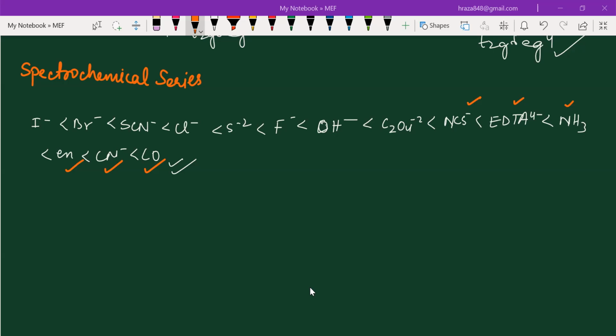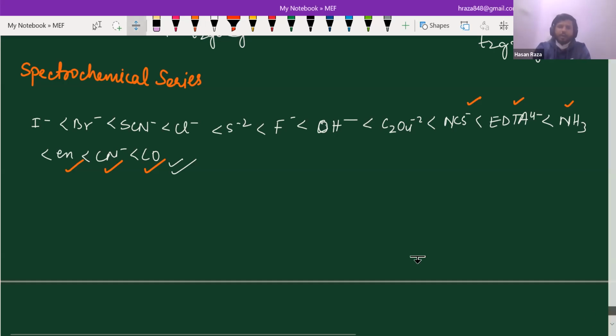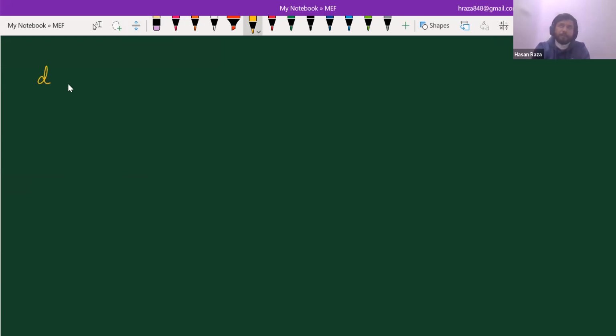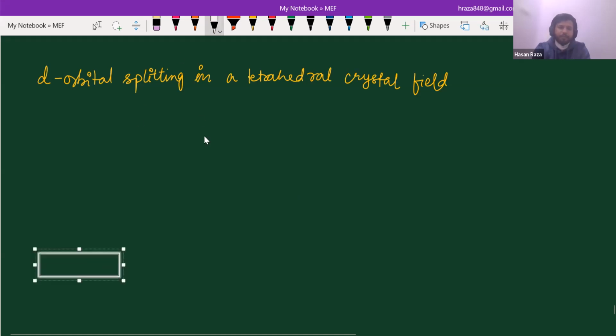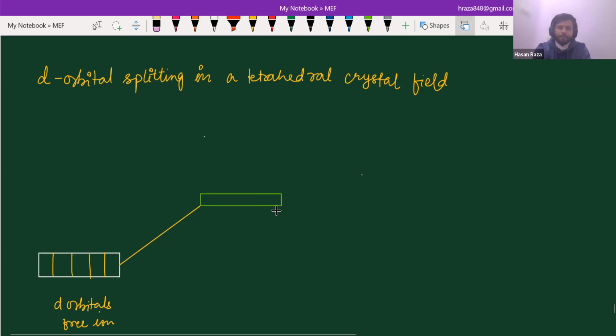Yes, sir. Done. Very good. Now we are going to see the splitting for tetrahedral. So the d orbital is splitting in a tetrahedral crystal field. Here are your d orbitals: one, two, three, four. You can write like this. And after this, we'll go up to this, and then again this one.